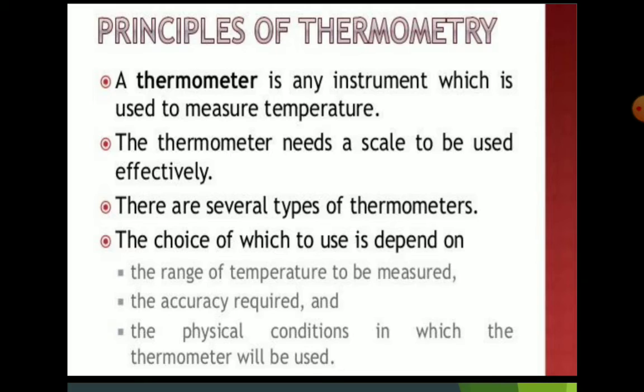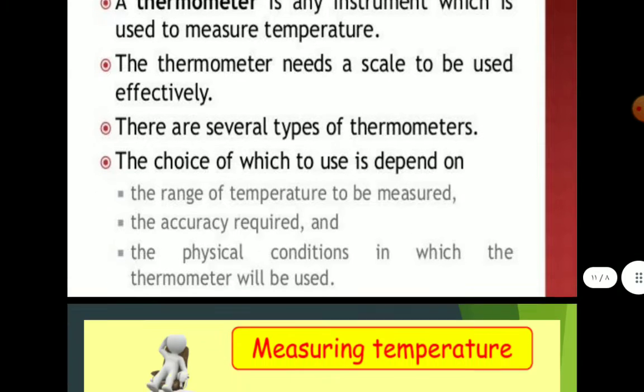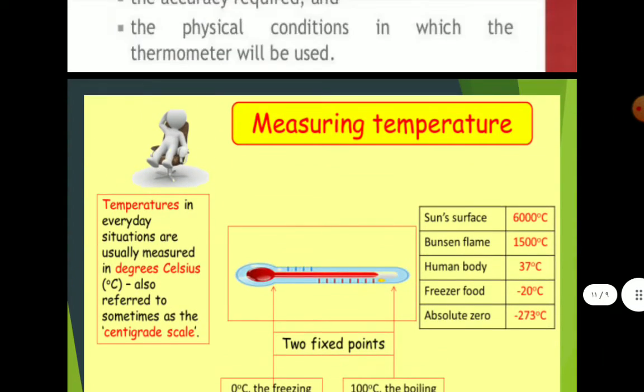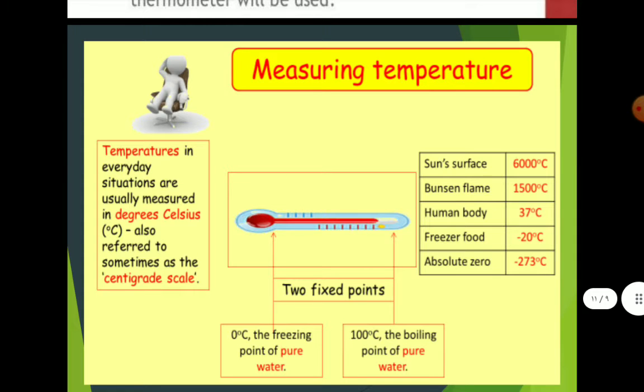principles of the thermometer. A thermometer is an instrument which is used to measure temperature. The thermometer needs a scale to be used effectively. There are several types of thermometer. The choice depends on the range of temperature to be measured, the accuracy required, and the physical condition in which the thermometer will be used. Here, measure the temperature.